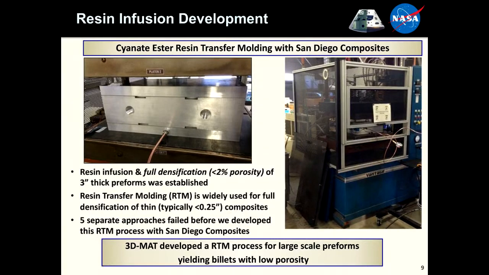We had really 5 failed attempts with different approaches, different facilities that we worked with, and ultimately developed a process with San Diego Composites to do this cyanate ester resin transfer molding process that's a little bit unique to our material system. All right.